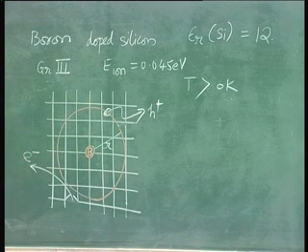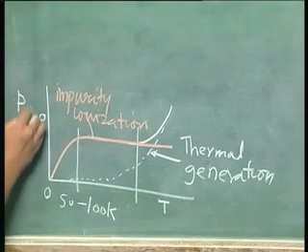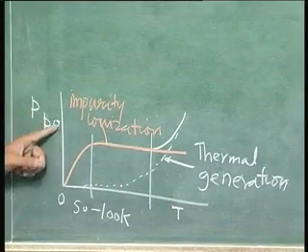So again, if you see the sources of carriers in semiconductors, look at this slide. You have two processes: impurity ionization, in the case of boron resulting in only a hole, it does not give rise to a free electron, with energy 0.045 electron volts; and silicon ionization, which results in electron-hole pair generation, with energy 1.1 electron volts. So the result will be similar to what we have drawn here for phosphorus, the only difference being that this n0 will be replaced by p0. That is the majority concentration of holes in a p-type semiconductor under equilibrium.